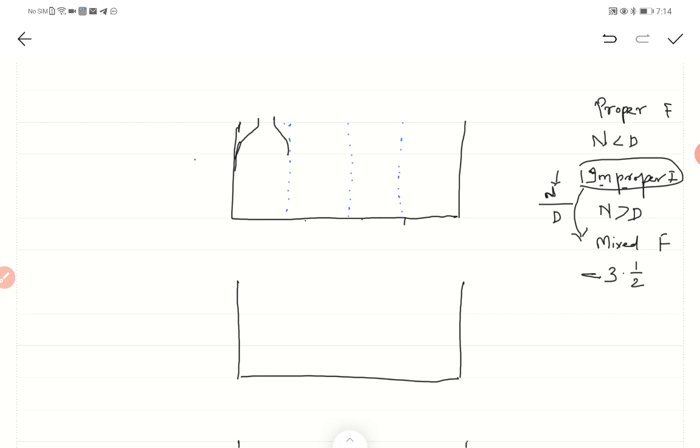For example, I have 3 1 by 2. If I convert it into a normal fraction, it is 3 times 2 is 6, plus 1 is 7. This is 7 by 2. So the 7 by 2 is what? Improper fraction, isn't it? Always remember, all the mixed fractions are improper by nature. And all the improper fractions can be converted into mixed fractions and vice versa.